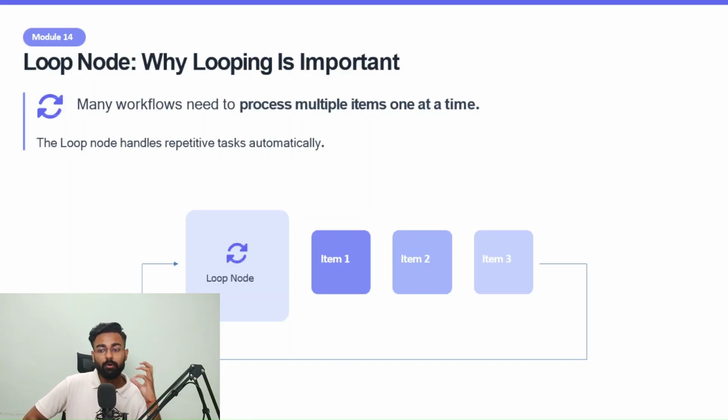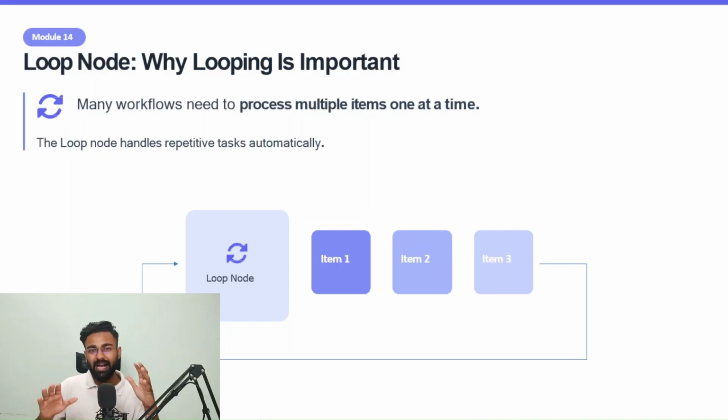Now we are talking about the loop node, why looping is important, and we are going to explore what looping is and how to use this particular loop node. So let's directly dive into it. Loop node, why looping is important. Many workflows need to process multiple items one at a time.